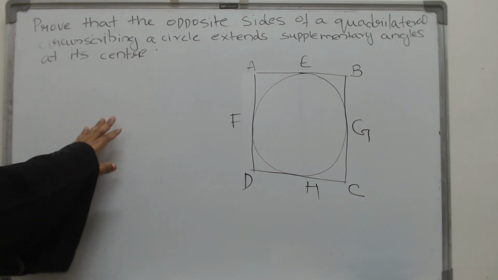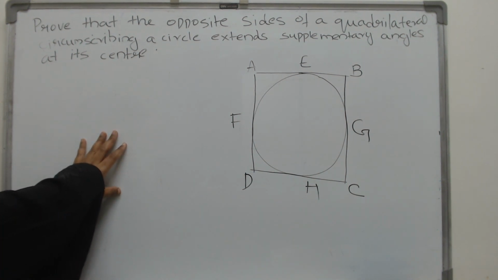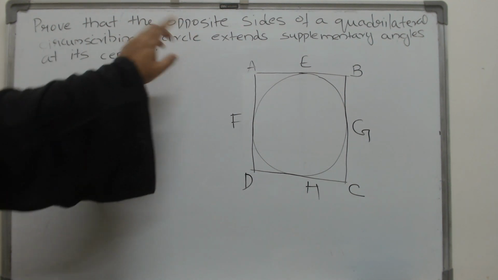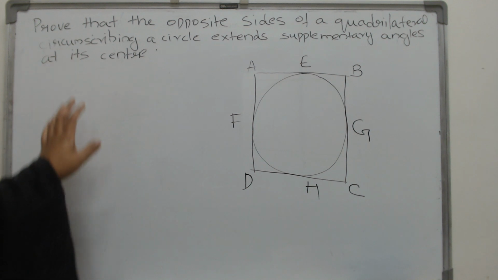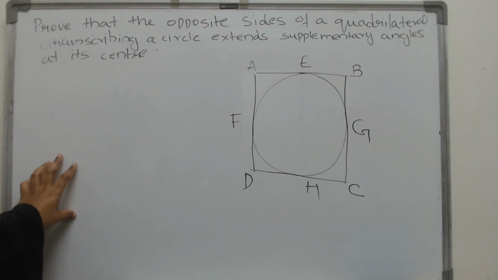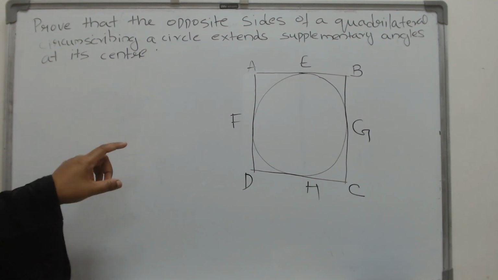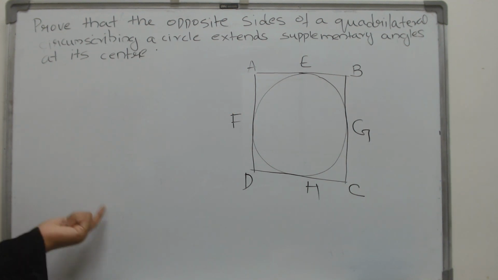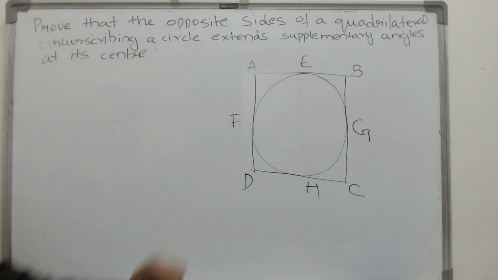Here we have a question based on the circles. What is the information given? We have a quadrilateral circumscribing a circle. What does that mean? Circumscribing any figure means drawing outside it. Inscribing means drawing inside the figure. Now we have a quadrilateral circumscribing a circle.